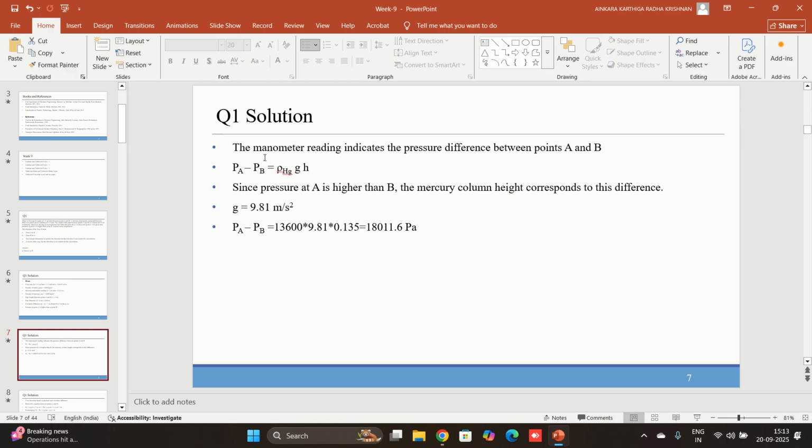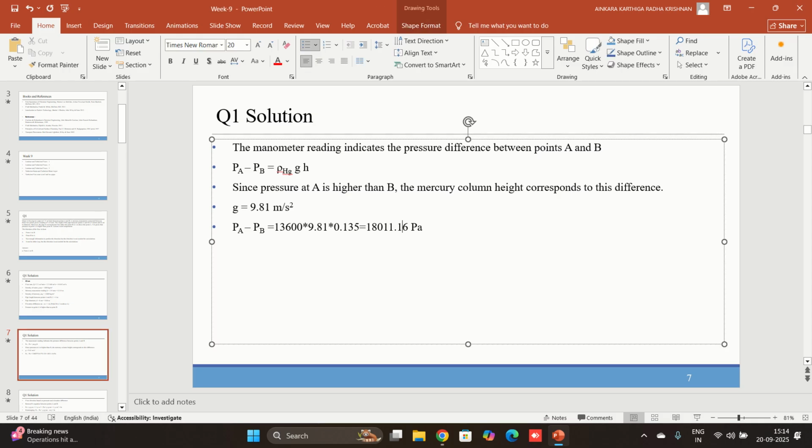g is 9.81 meter per second square. So PA minus PB becomes 13,600 into 9.81 into h. So h is the difference in the mercury level in the manometer. So that was 135 mm or 0.135 meter, which gives us 18,011.16 Pascal. So that is the pressure difference between point A and B.